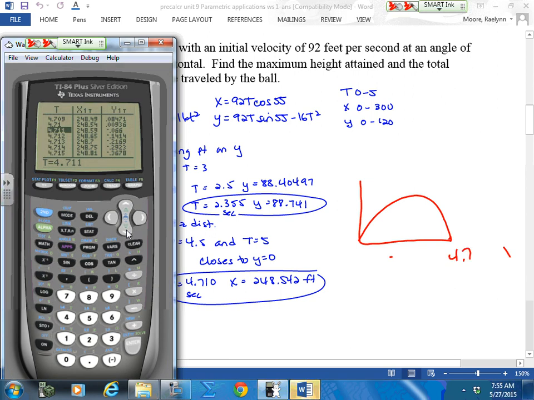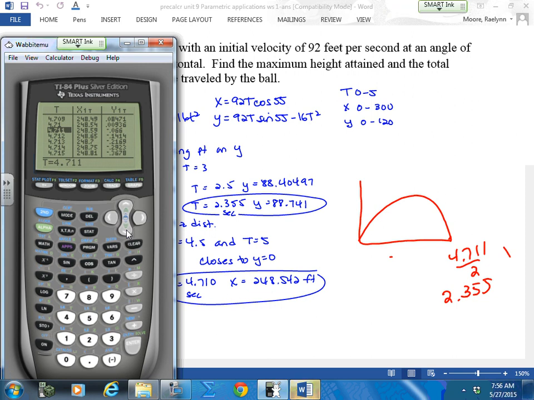So 4.711. Your maximum height is halfway there, isn't it? Divide this in half. So you're going to get 2.355. So somewhere your maximum height is right in the middle. It's symmetrical. You started at the 0, you ended at the 0. So if you're looking for your maximum height, this is a great one just to take the time and cut it in half. So here's our time where our ball traveled. There's the horizontal distance that it traveled. Okay? That's how long it took.